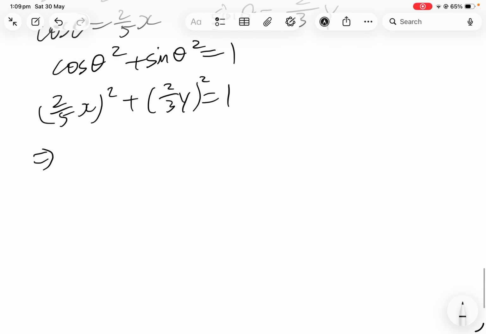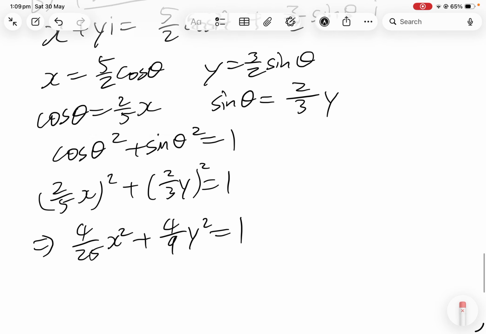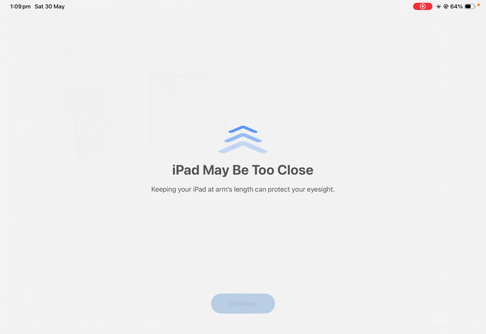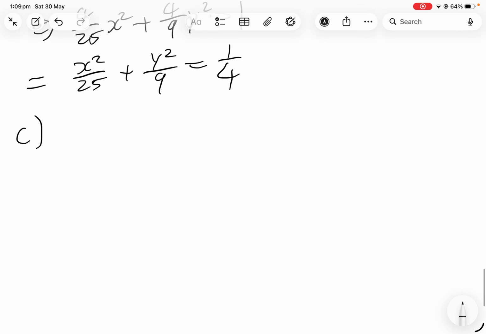So that means 4 over 25 x squared plus 4 over 9 y squared equals 1. And then to get it into this equation, we divide everything by 4. So that just equals x squared over 25 plus y squared over 9 equals 1 over 4. And that equals whatever they want us to find. So now we are up to part C. We need to show that the modulus of z minus 2 plus the modulus of z plus 2 is 5.